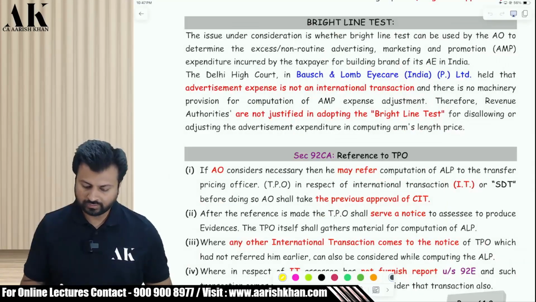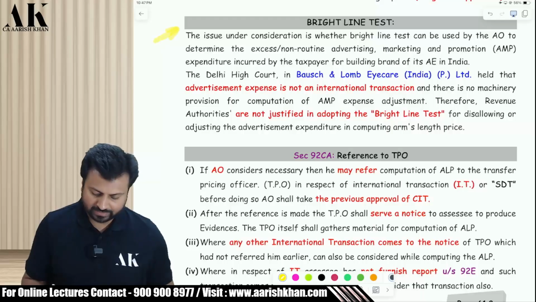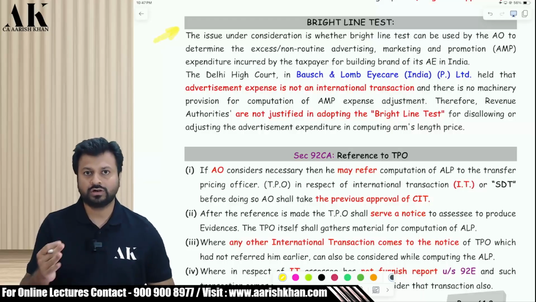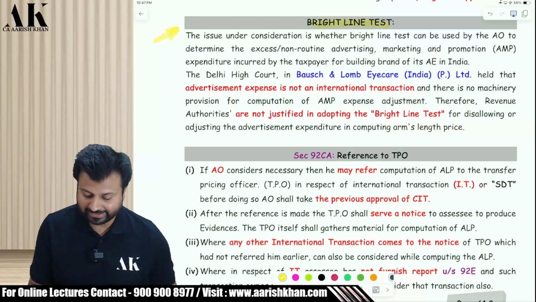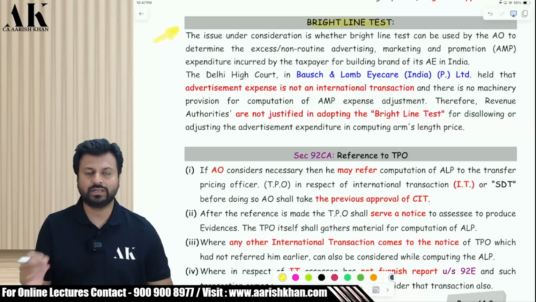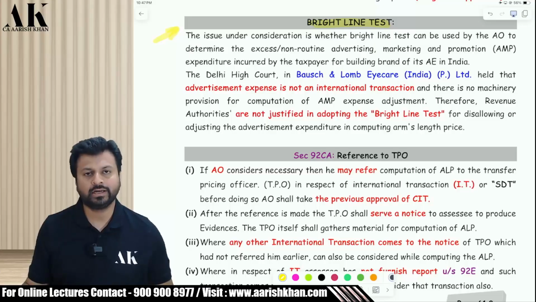Now the next one is a new concept which is added by the institute in the new course. It was not there in the old course. This is the bright line test. Now what is the bright line test? Let me give you an example. All the foreign companies, if they want to operate in India, have to open a subsidiary in India. For example, Sony will open a subsidiary in India. Samsung will open a subsidiary in India.